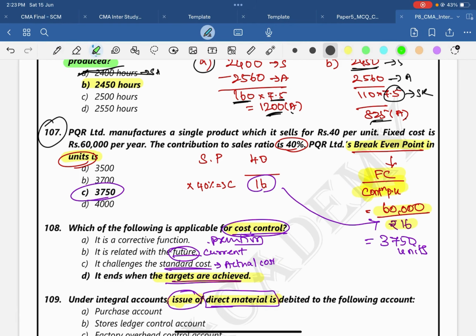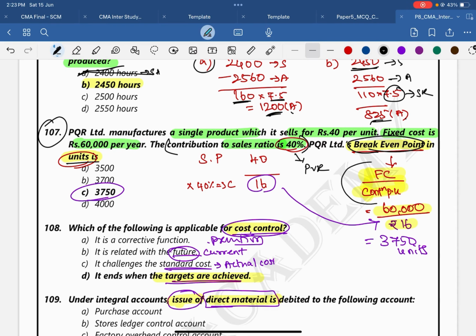PQR Limited manufactures a single product which sells at rupees 40 per unit. Fixed cost is rupees 60,000 per year. Contribution to sales ratio is 40%. This contribution to sales ratio is nothing but the PV ratio. They are asking for the break-even point in units.